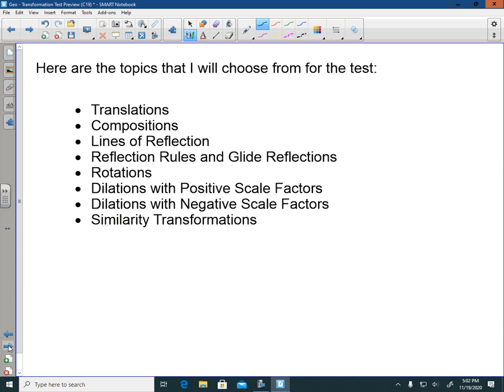So here are the topics that I'm going to choose from for the test. What we have studied since our last test was translations, compositions, lines of reflection, reflection rules and glide reflections, rotations, dilations with positive scale factors, dilations with negative scale factors, and similarity transformations was the last thing. So make sure your table of contents includes all of these things and that you have notes for each of these things, because if you don't, you can still create them.